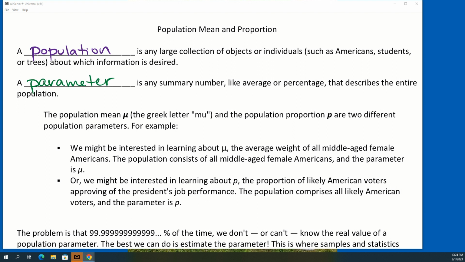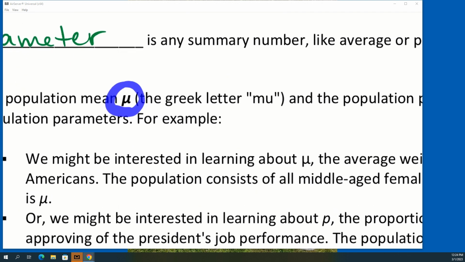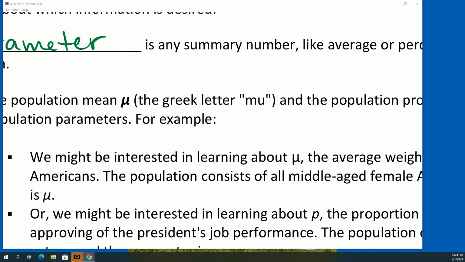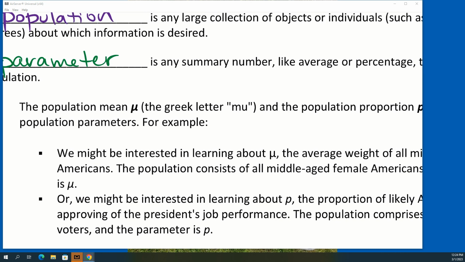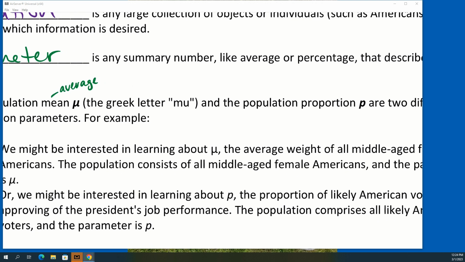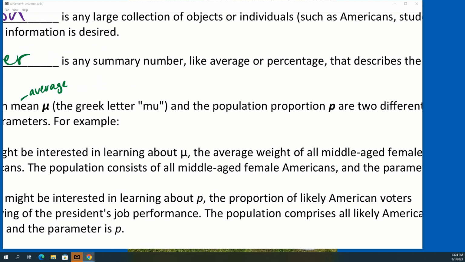Right? So if we wanted to find the mean of the entire population of something, it's represented by this Greek letter right here that is called mu. It's not a very common Greek letter, but it means the population mean or the population average. Right, and then if we wanted to find a population proportion, that's represented by P. And those are two different parameters.